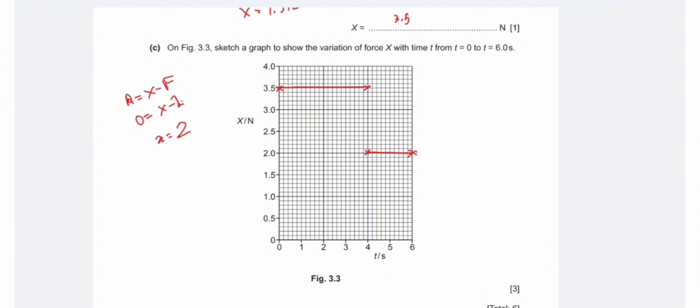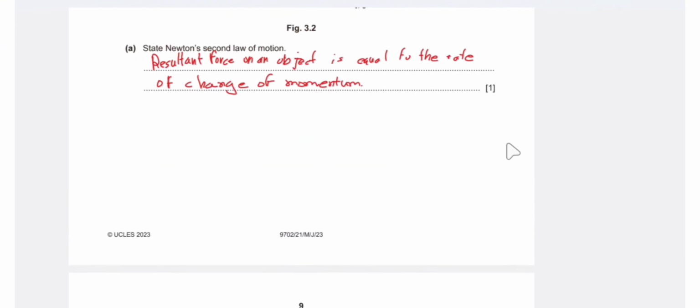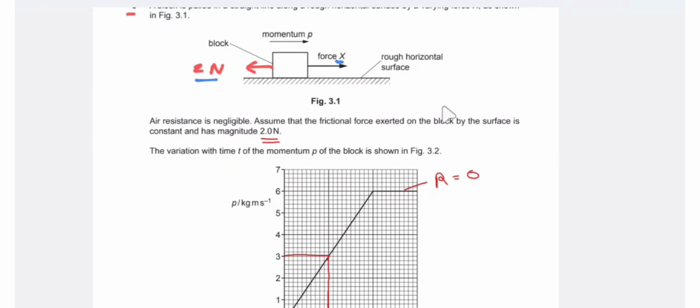3.3. Sketch a graph to show the variation of force X with time from time t equal to 0 to time t equal to 6 seconds. And what is force X? Force X is our forward force. So the resultant force is equal to the forward force X minus the backward force of 2 Newton.